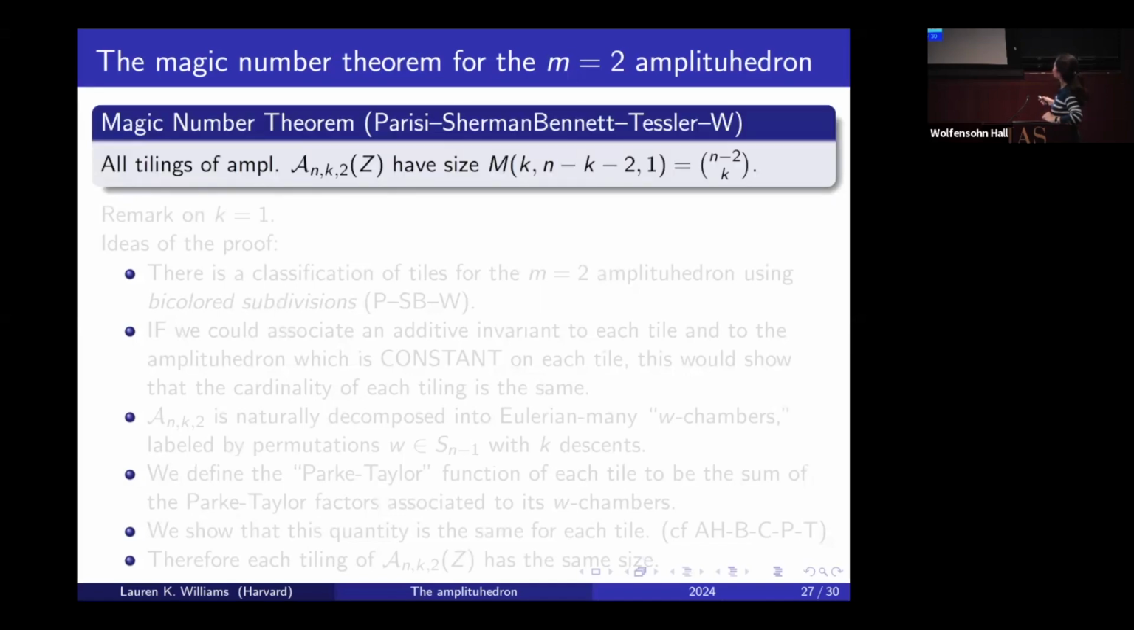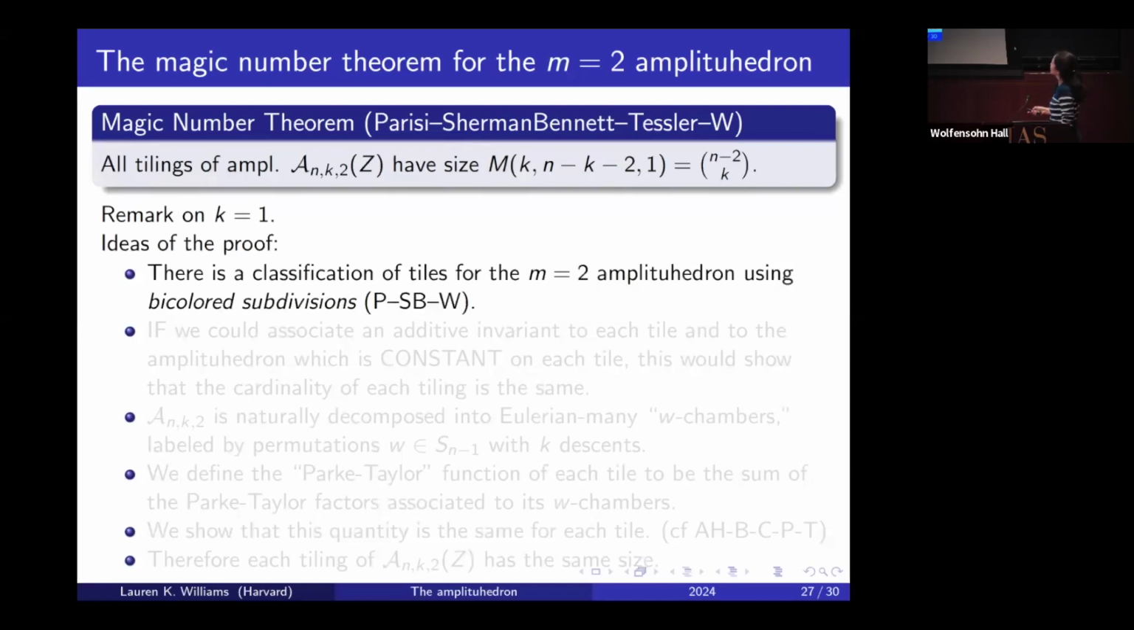The magic number for m equals 2 is just the binomial coefficient n minus 2 choose k. Sanity check: if you specify that k is 1, then your amplituhedron becomes an n-gon, and this statement says that all tilings of an n-gon have size n minus 2, which is true. Triangulations of an n-gon have size n minus 2. I can give you the idea of the proof, which in theory one could try to mimic for higher m, but is hard.